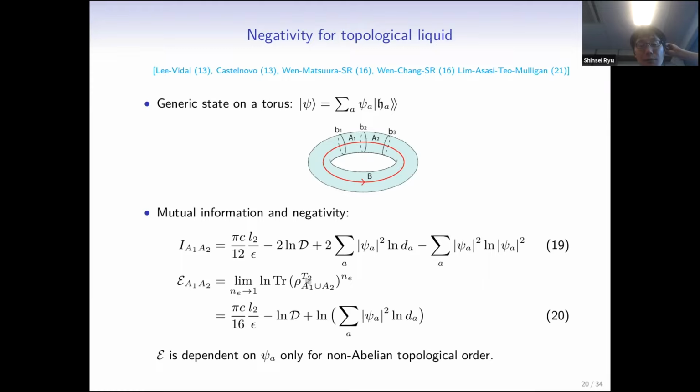Here I'm using a replica trick for entanglement negativity. The calculation is exactly the same as the exercise we did for topological entanglement entropy. It's almost the same, certainly more complicated, but almost the same. And then this is the result. As before, like in the topological entanglement entropy calculation, we have a part which is non-universal in the sense that it depends on the microscopic details, but there is a part of the negativity which depends only on topological data, like a quantum dimension and this amplitude psi.